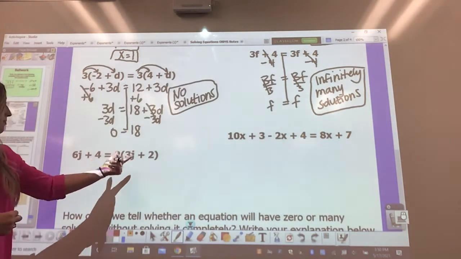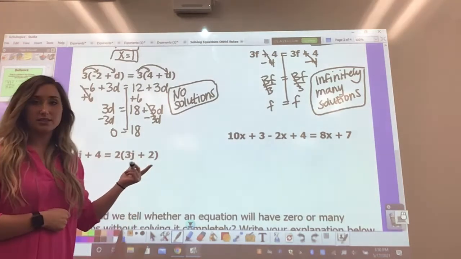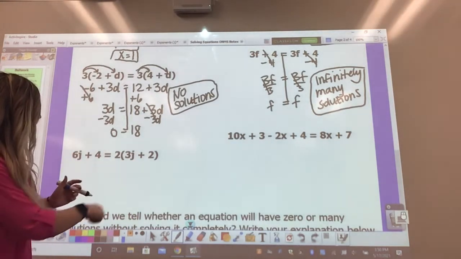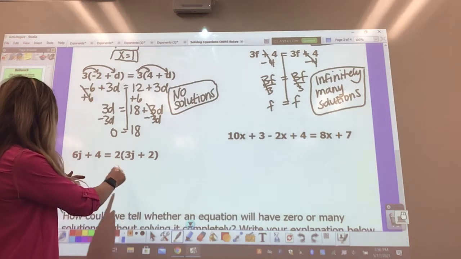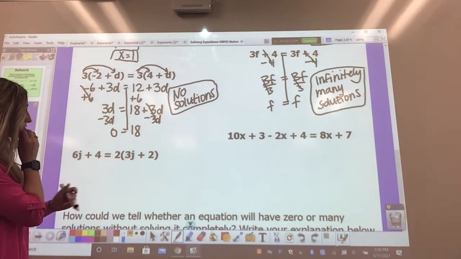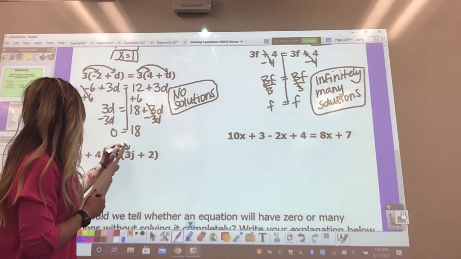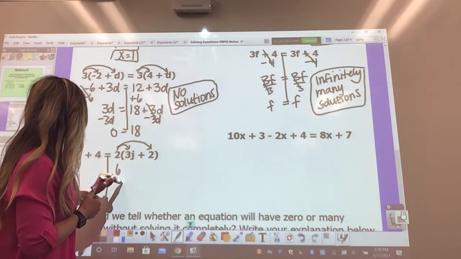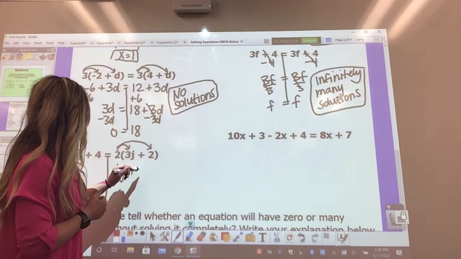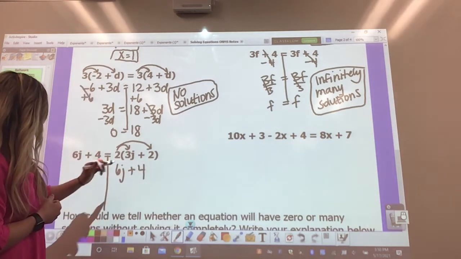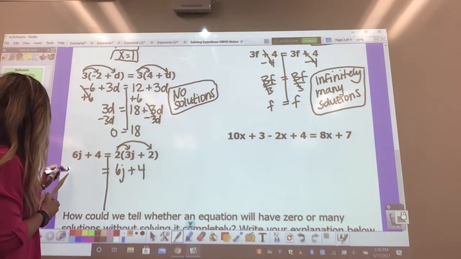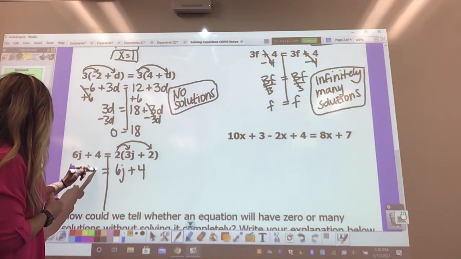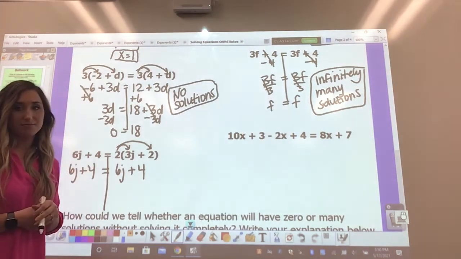Here we have another one, but we do need to do some simplifying on this side. Once again, I could divide both sides by 2. I'd have to divide this whole thing by 2, or you can distribute, which I'm going to do. So 2 times 3j is 6j, plus 2 times 2, which is 4. So you have 6j plus 4 on that side equals 6j plus 4 on this side.